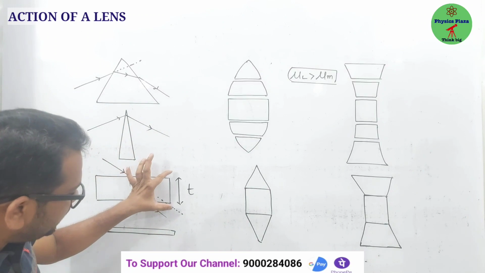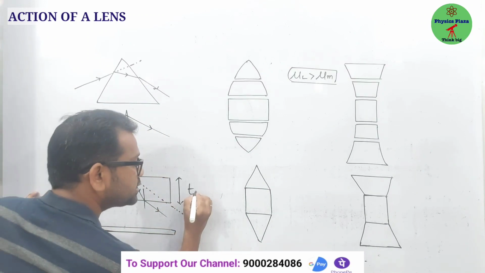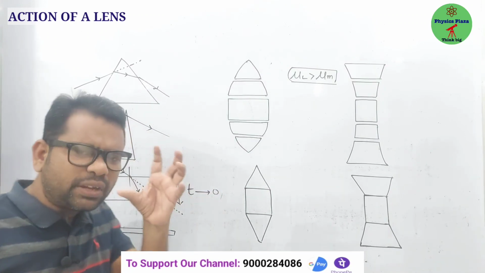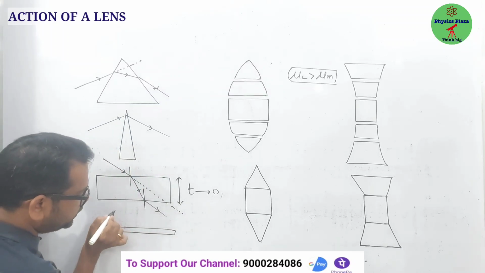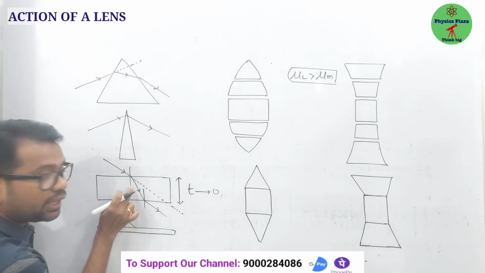So, if you decrease this thickness, so that the thickness tends to zero, then what will happen? This refracted ray can be neglected.